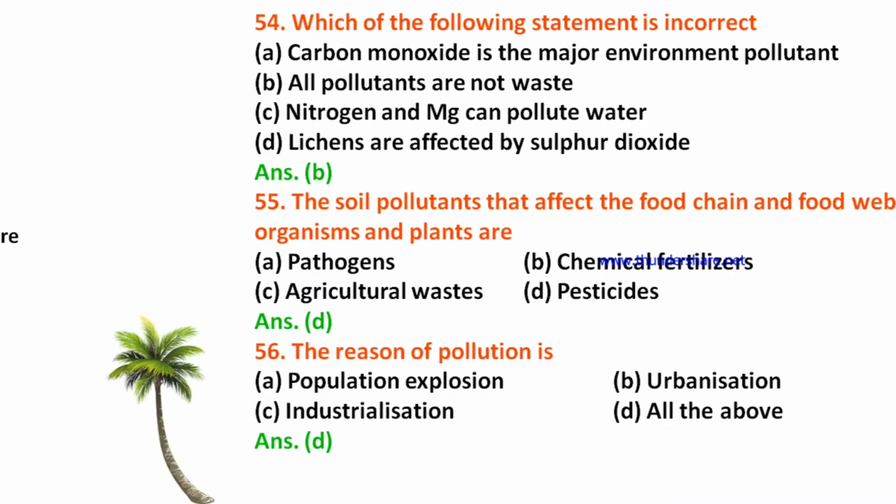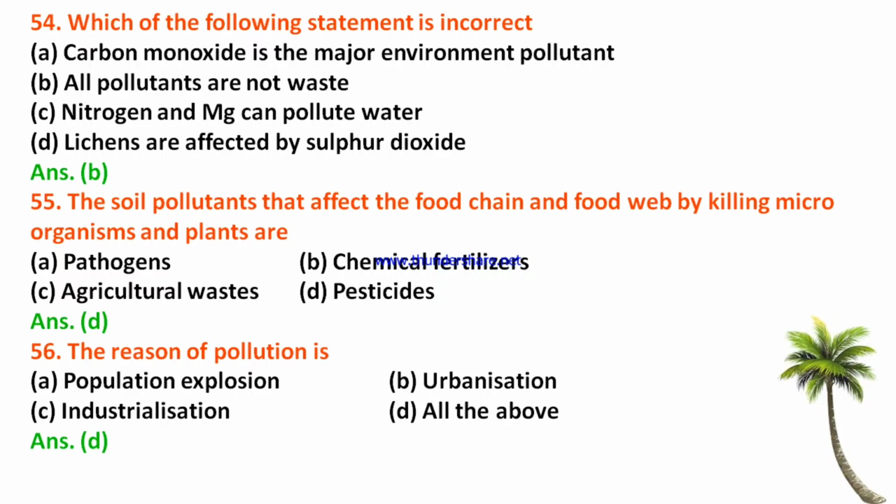Next, number 54. Which of the following statement is incorrect? Carbon monoxide is the major environment pollutant. This is right statement. All pollutants are not waste. This is absolutely wrong because all pollutants are the wastes. Because the name pollutants itself indicates a waste, and all pollutants are not waste is the false statement. What is the right statement? The right statement is all pollutants are wastes.